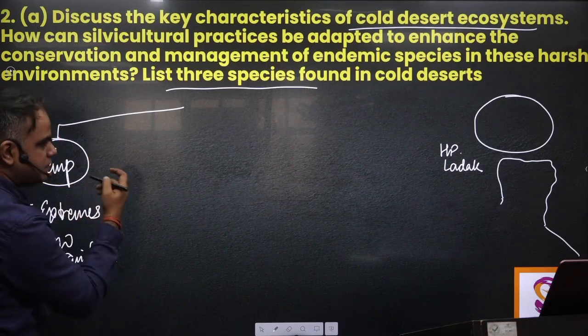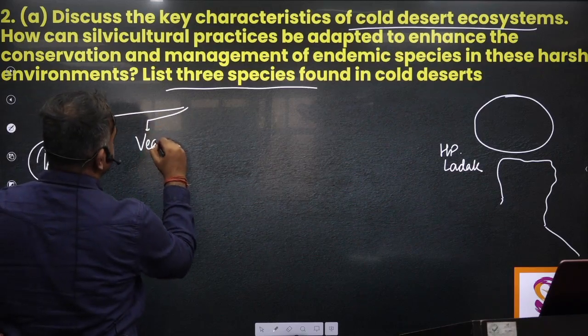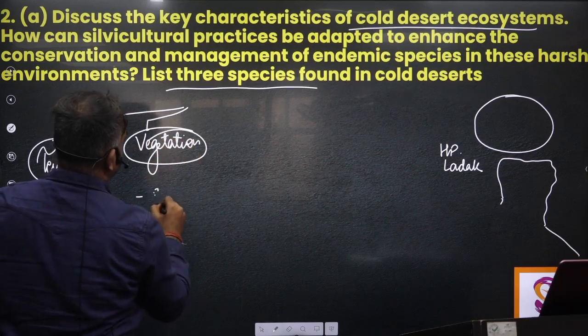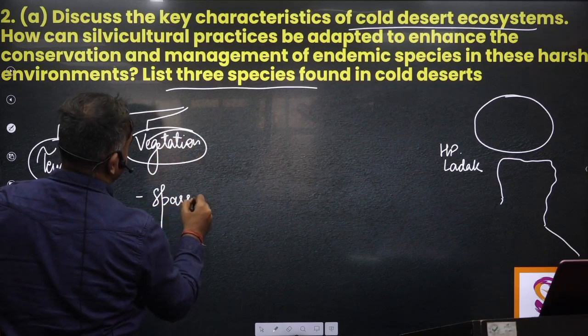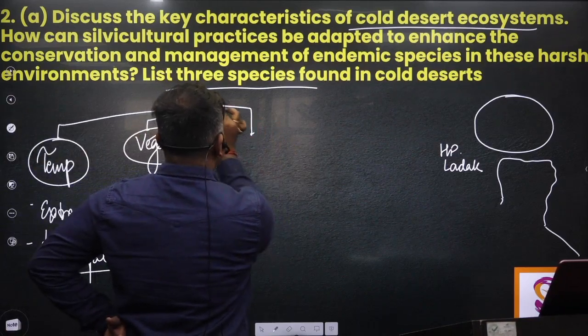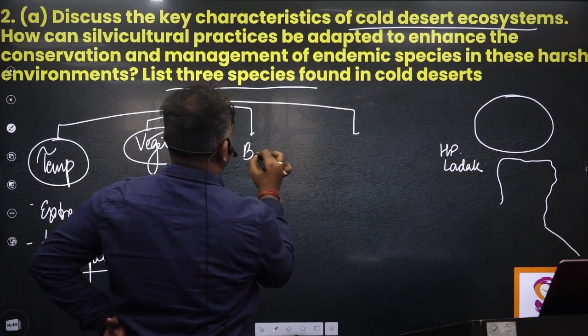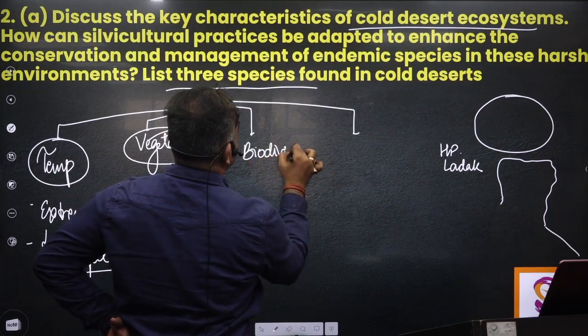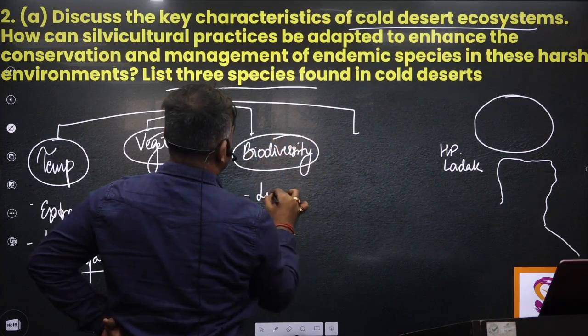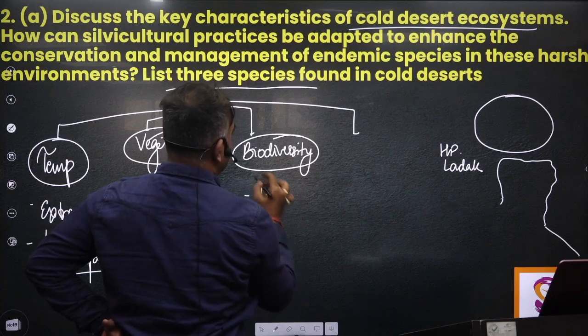Now keeping this temperature in mind, think about the vegetation. The vegetation is going to be very sparse. Very little vegetation is available. Then link it with biodiversity. So biodiversity is also going to be very low. Very few varieties that we'll see. So very low biodiversity.